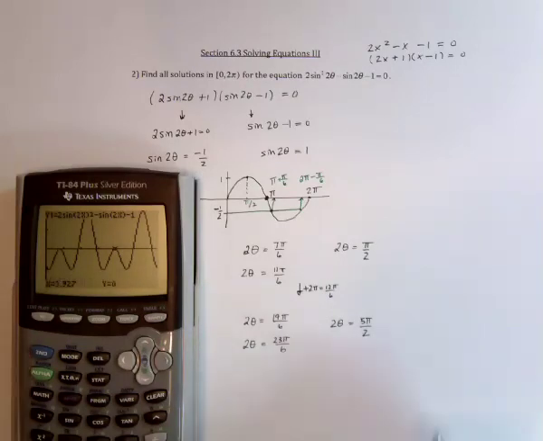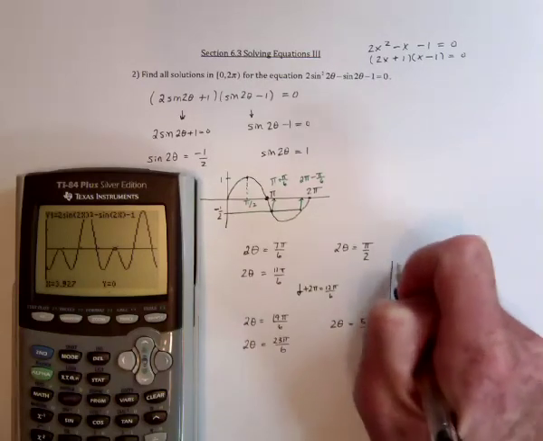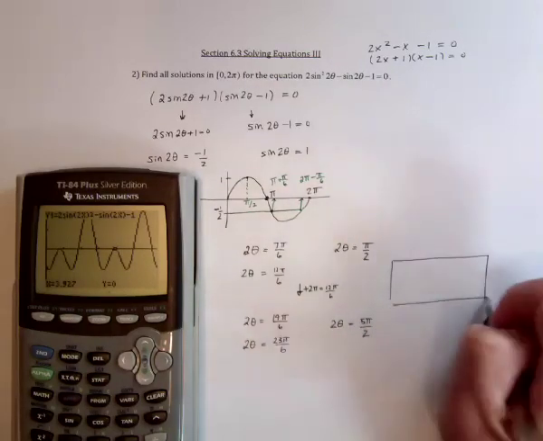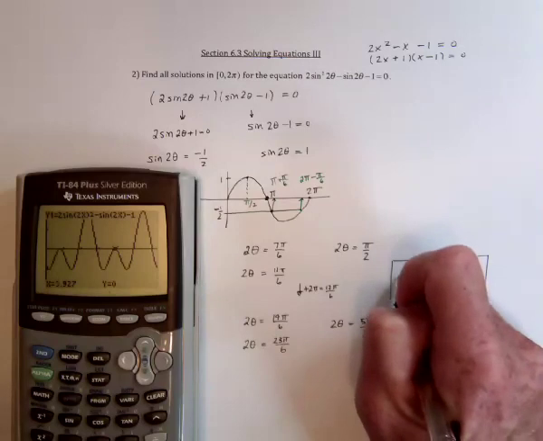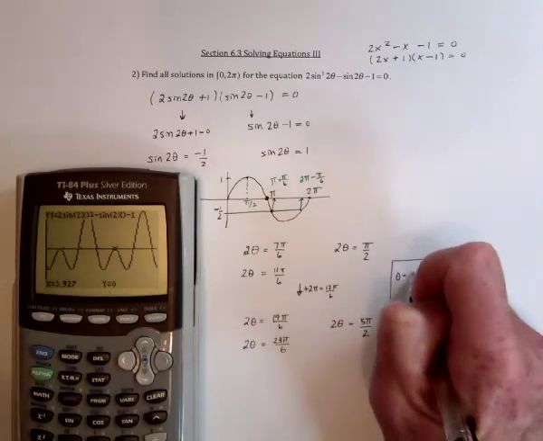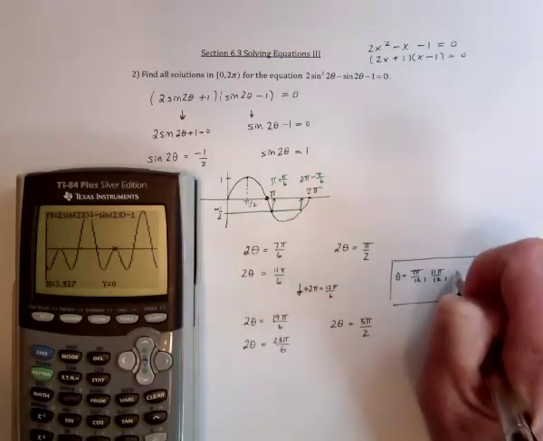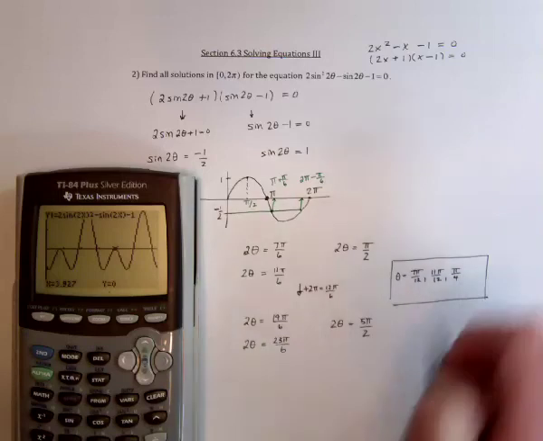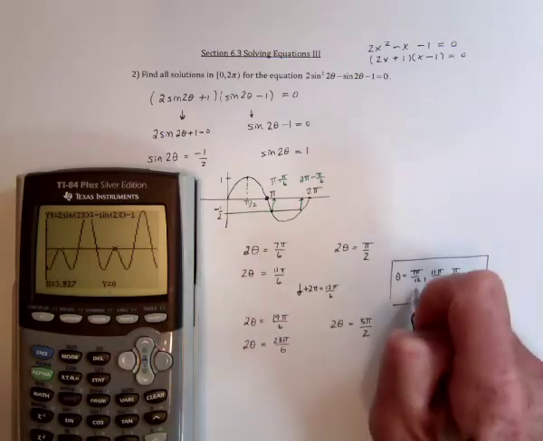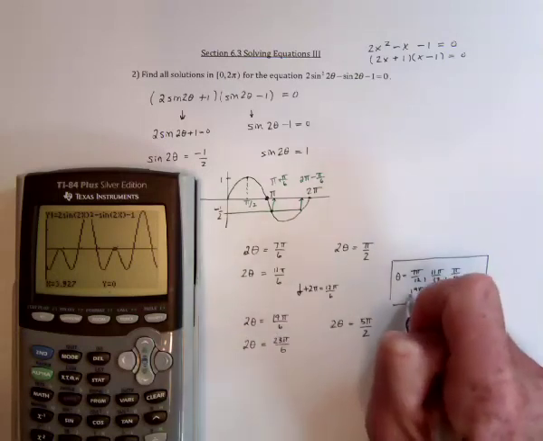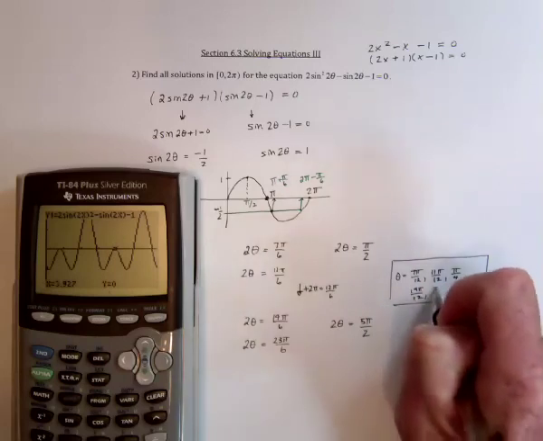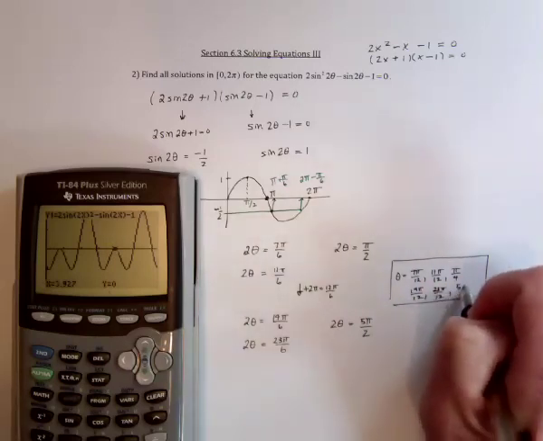Okay. So finally, the solutions are that theta equals 7 pi over 12, 11 pi over 12, pi over 4, and then take these and divide them all by 2: 19 pi over 12, 23 pi over 12, and 5 pi over 4.